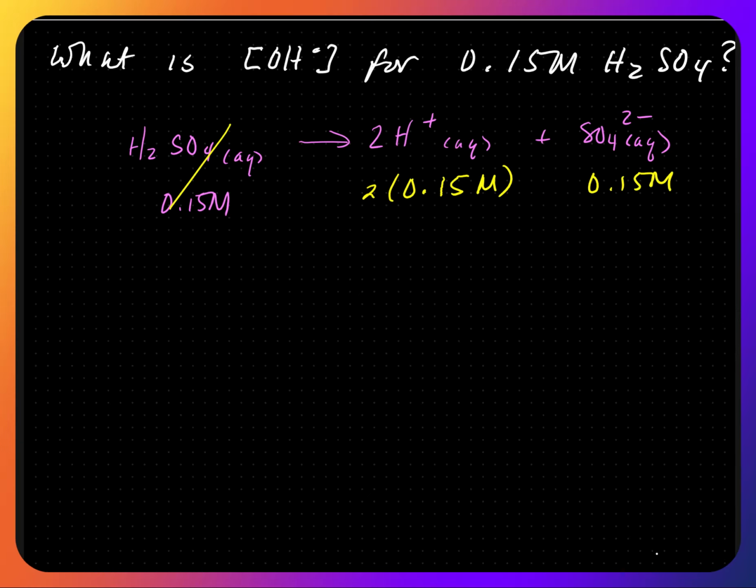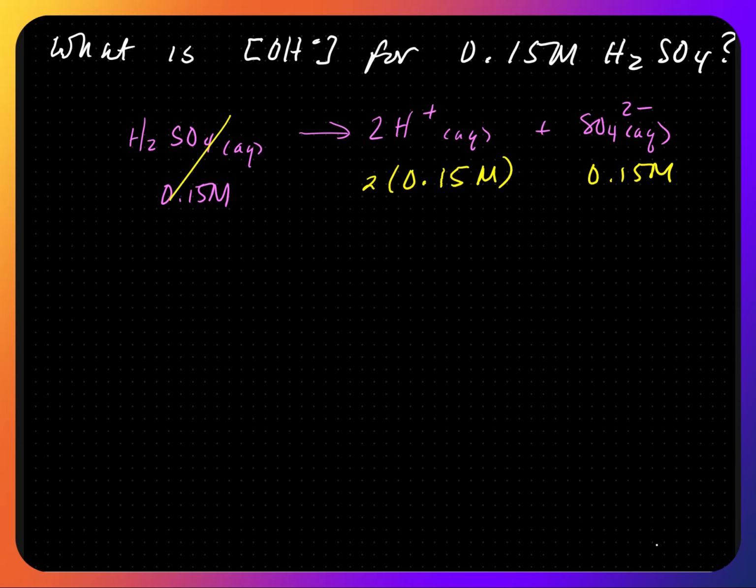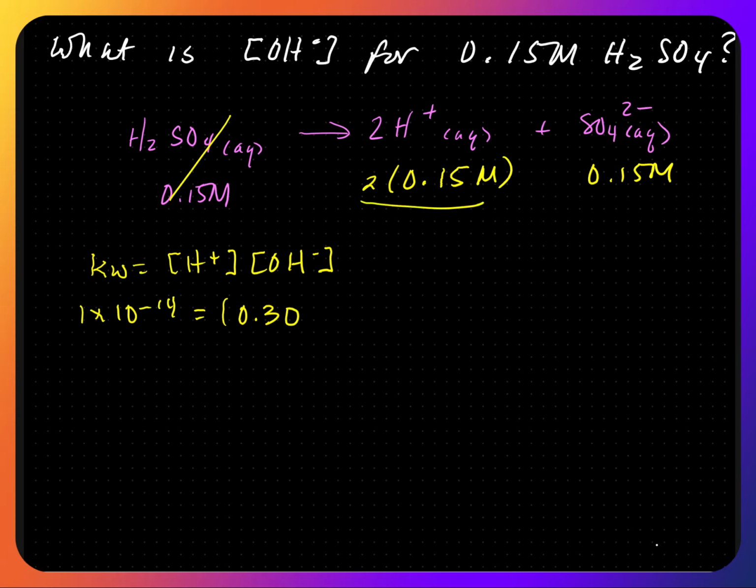So we are looking for the pOH, and there are 2 ways we could solve for this. We could use Kw if we wanted to. If I use Kw, this is going to equal H plus times OH minus. Kw is equal to 1 times 10 to the negative 14. This is equal to H plus, which is 0.30, which is 2 times 0.15 molar, times OH minus. So OH minus equals 3.33 times 10 to the negative 14.